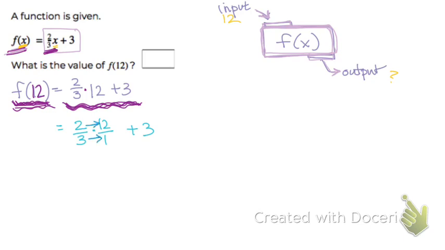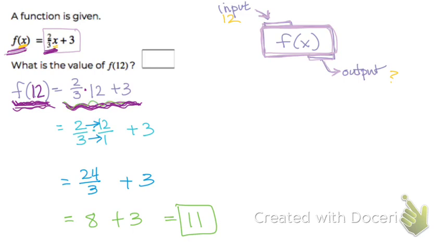So 2 times 12 is 24. 3 times 1 is 3. And what is 24 divided by 3? 8. So we have 8 plus 3, which is 11. So that would be our answer.